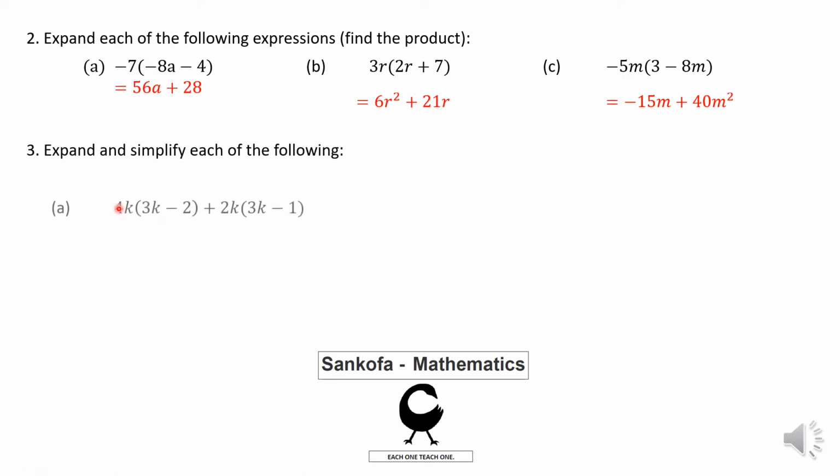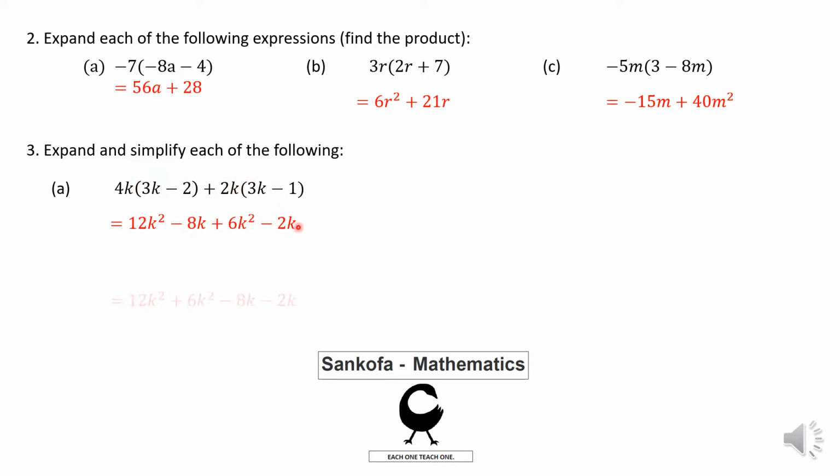Right, so here you're also supposed to expand and simplify, so you still have two terms. You have to multiply the 4k over into the first bracket, and then the 2k over into the second bracket, and when you do that, you get 12k squared minus 8k, then plus 6k squared minus 2k. When I write the like terms together, the 12k squared with the 6k squared, as they're both positive, give me 18k squared, and the minus 8k minus 2k gives me minus 10k.